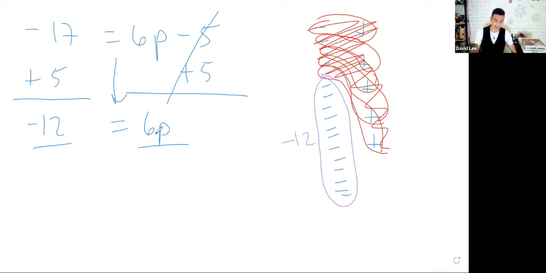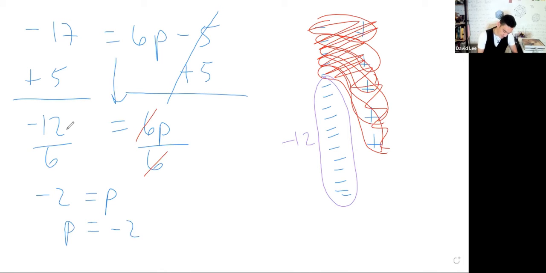I can clearly see that the 6 and the p are being multiplied because they're written side by side. When they're glued together, that's multiplication. And so the opposite of multiplication, or the inverse of multiplication, is division. These 6s reduce each other away. And on this side here, negative 12 divided by 6, that's negative 2. And so that's why p equals negative 2. If you want to switch the order, that's fine. So p would equal negative 2.